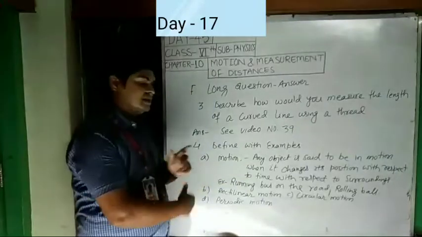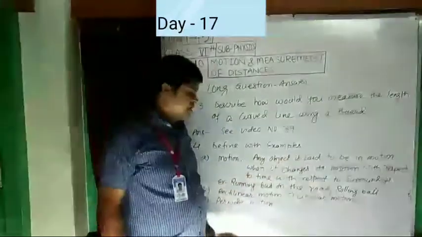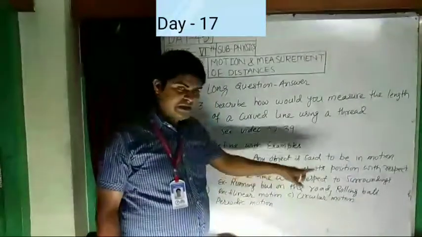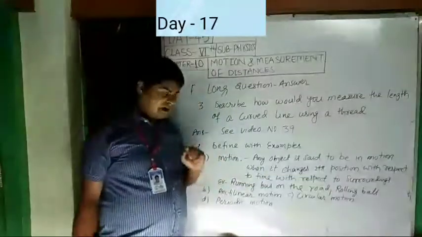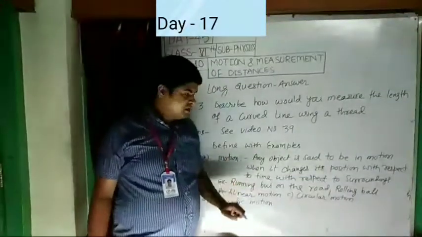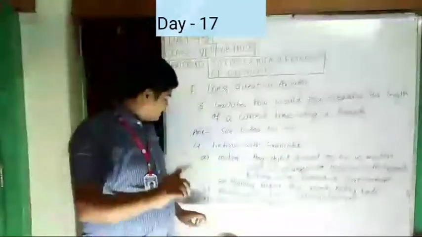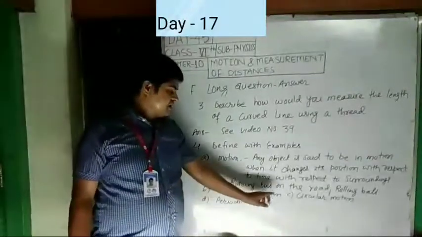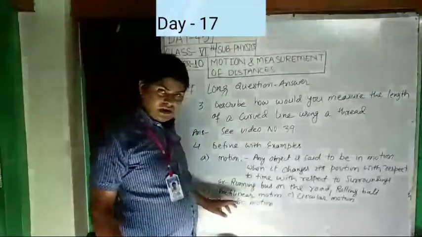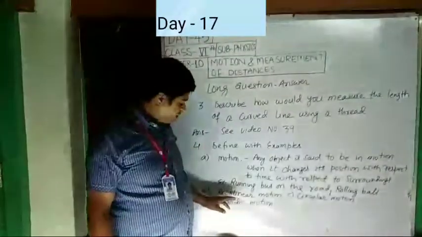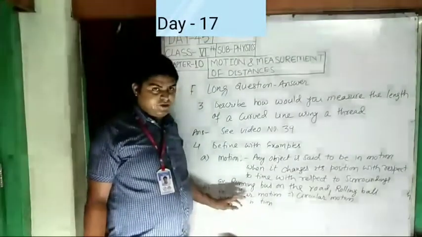Define with examples. First one is motion. Any object is said to be in motion when it changes its position with respect to time, with respect to surroundings. As for example, running bus on the road, rolling ball. Okay, these are the examples of motion. Now the second definition is rectilinear motion, third is circular motion, and fourth one is periodic motion. Students, I have already discussed and defined these in short answer question of this topic. So you will copy from short answer question.